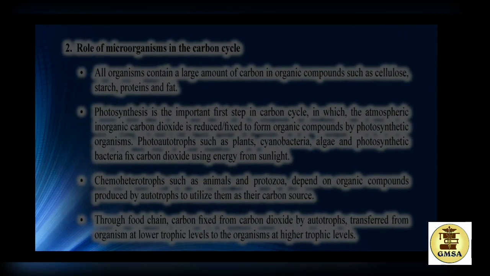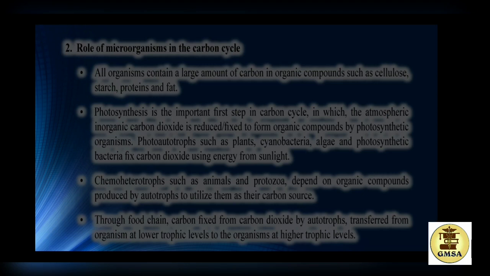Moving on to the second point, the role of microorganisms in the carbon cycle. Now, the carbon cycle explains how carbon is cycled through ecosystems and bodies of living matter. All organisms contain a large amount of carbon in organic compounds such as cellulose, starch, proteins and fat. Now, all of us must be aware that compounds such as carbohydrates, proteins and lipids contain carbon as one of the major elements in them. So they contain a large amount of carbon.